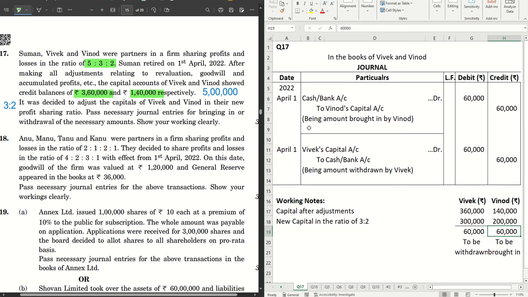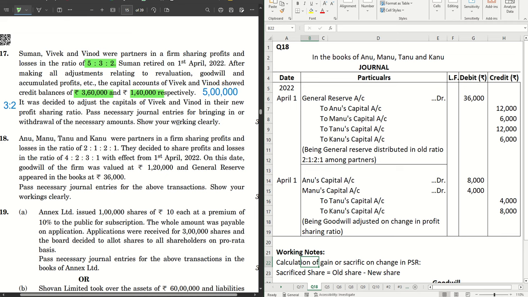So the journal now is straightforward. After having done the workings, Vinod brings in money, so cash or bank account debit, to Vinod's capital account 60,000, being amount brought in by Vinod. And for Vivek, since he is withdrawing the money, Vivek's capital account will be debited to cash or bank account, being the amount withdrawn by Vivek, 60,000. Pretty much straightforward, right? Let's move on to the next question, number 18.